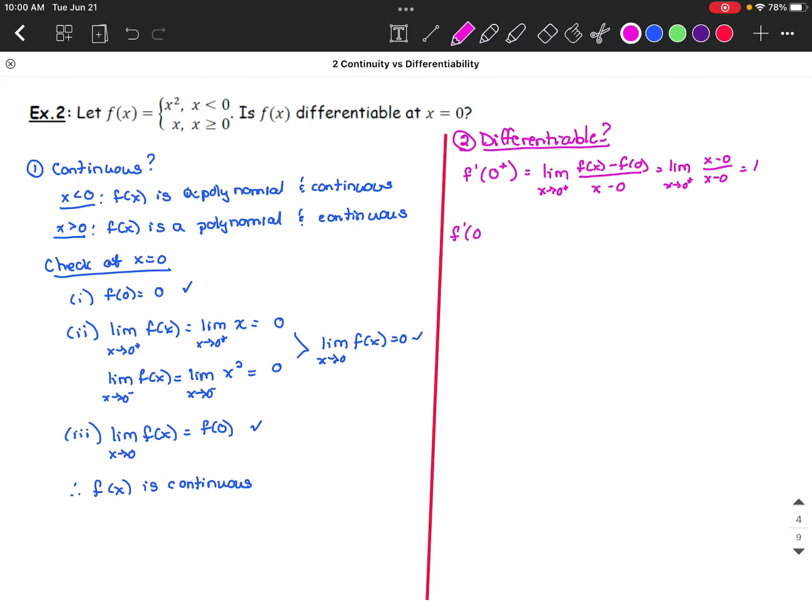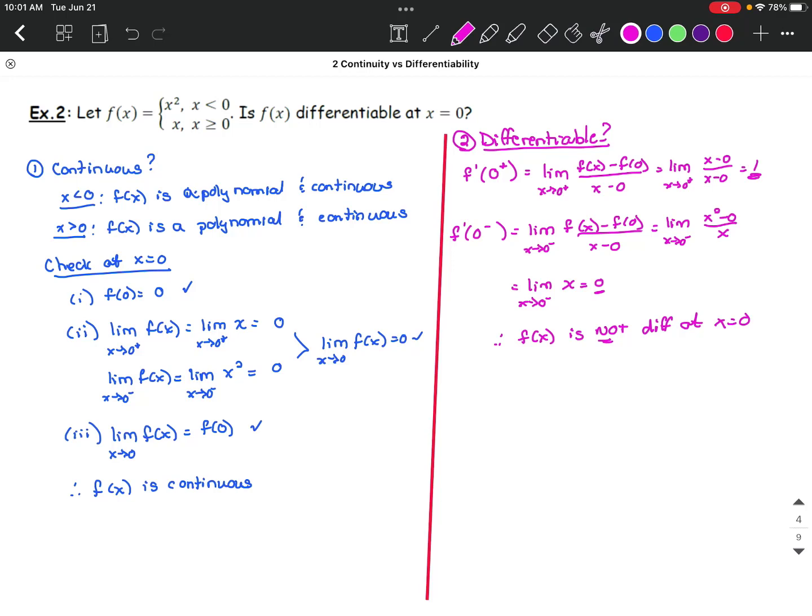The derivative at 0 from the left, that's the limit as x approaches 0 from the left of f of x minus f of 0 all over x minus 0. That's the limit as x approaches 0 from the left of x squared minus 0 over x, which is the limit as x approaches 0 from the left of x, which is 0. These two values are not equal. Therefore, f of x is not differentiable at x equals 0.